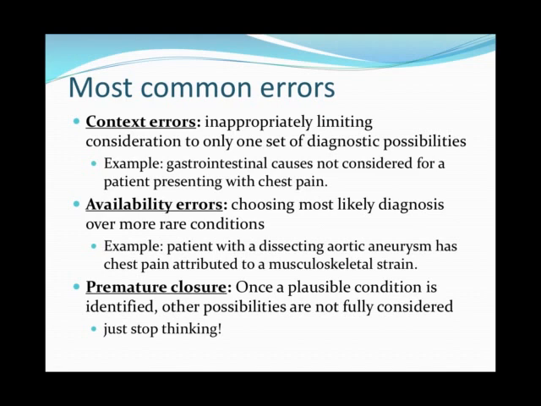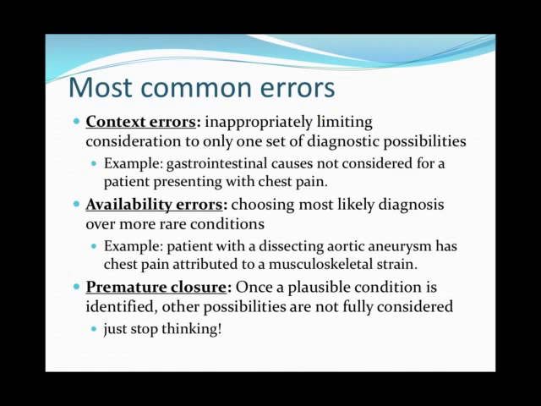Or maybe availability errors. We talked about this before, but now we're talking about the three most common ones. We're going to choose the most likely diagnosis over rare conditions, and so a patient with a dissecting aortic aneurysm has this chest pain attributed to musculoskeletal strain, because it's just more likely that the patient has a musculoskeletal problem. But the problem is that if we're always thinking that, there are some times where we're going to miss a dissecting aortic aneurysm.